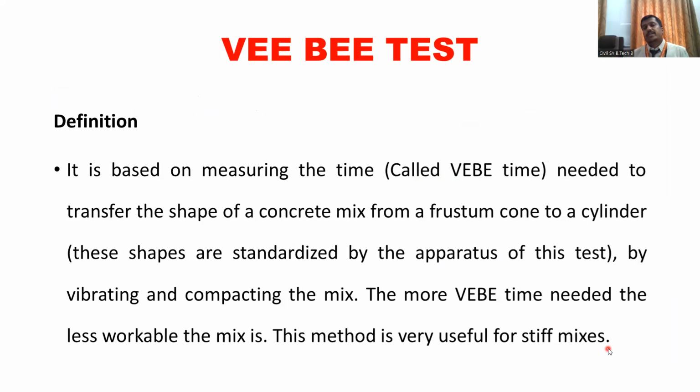Next is the VB test. Now what is the VB test? It is based on measuring the time needed to transfer the shape of the concrete mix from the frustum of the cone to the cylinder. In this test we measure the time needed to change the shape of the concrete. Suppose the concrete has the shape of a cone, and after the process it gains a different shape. The time taken for the transfer from shape 1 to shape 2 is nothing but the VB time.